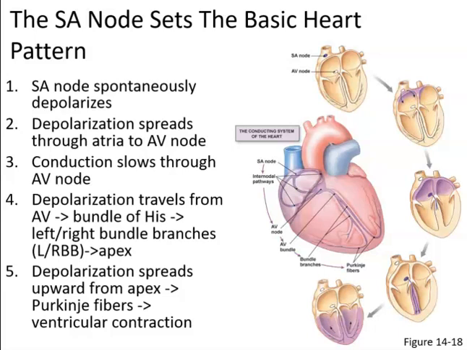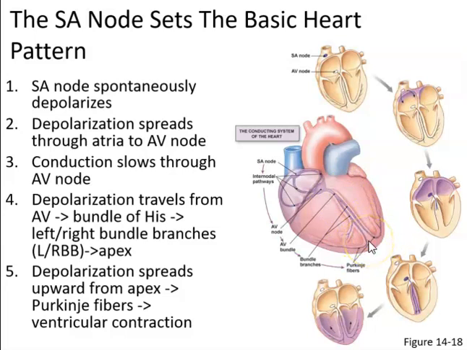This wave of depolarization will then spread through the atria and then hit the AV node. I think of the AV node sort of like a toll where all cars will descend upon and stop for just a few seconds, at which point the depolarization will slow, the conduction will slow through the AV node. Then depolarization will travel from the AV node through the bundle of His. From the bundle of His within the interventricular septum, it will then travel to the right and left bundle branches towards the apex of the heart.